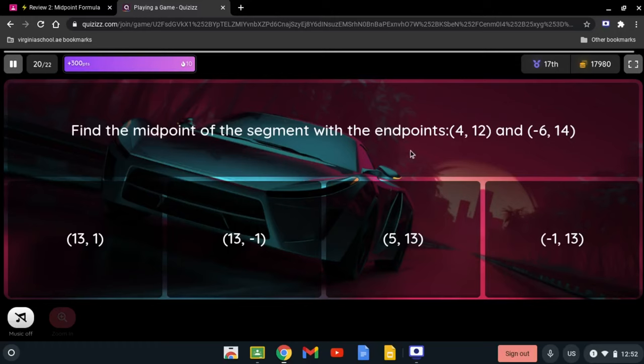Find the midpoint of the segment with the endpoints. So we have (4, 12) and (-6, 14). So we're going to replace x1 with 4 and then plus x2, which is negative 6. Use a calculator. 4 plus negative 6 is negative 2, and negative 2 divided by 2 is negative 1. And then y1 is 12, so we're going to write 12 plus y2, which is 14. So 12 plus 14 is 26, and then 26 divided by 2 is 13. So now we have (-1, 13).